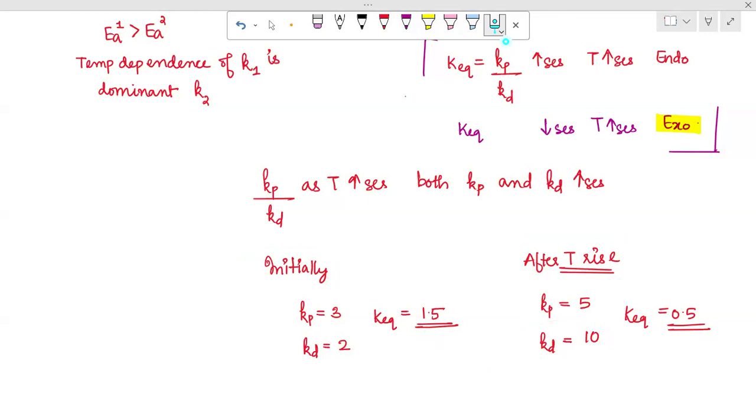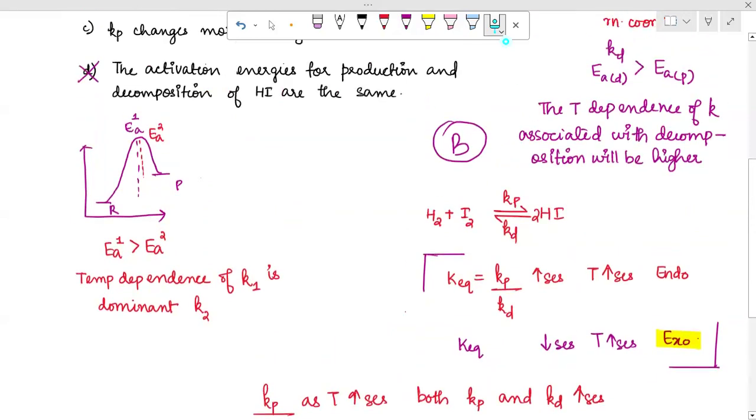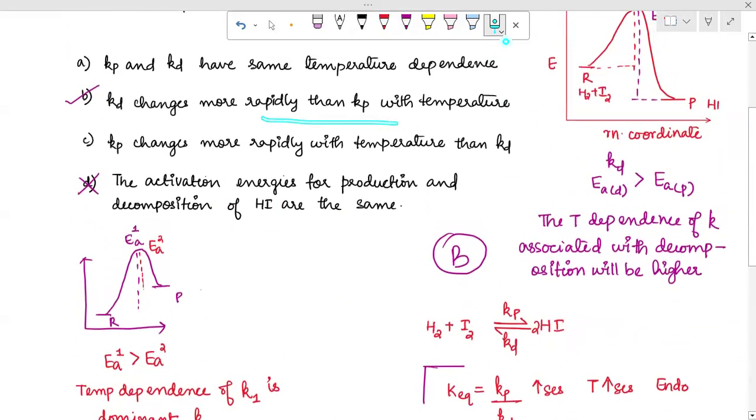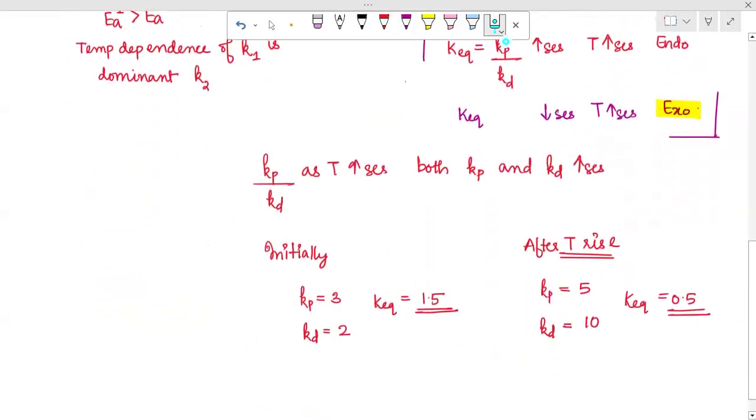So even though both of these rate constants will increase with temperature, the effect of the temperature is more dominant on Kd. And that's how the overall equilibrium constant also falls as the temperature rises, because it is exothermic. So Kd has a larger dependence on temperature. Kd changes more rapidly than Kp with temperature. Option B is the correct answer.